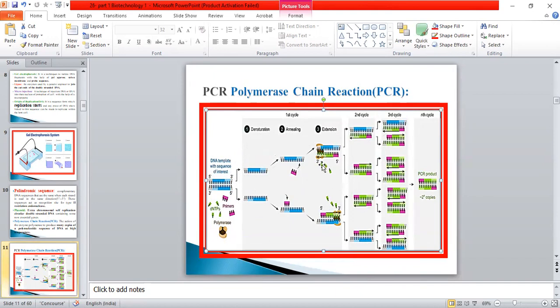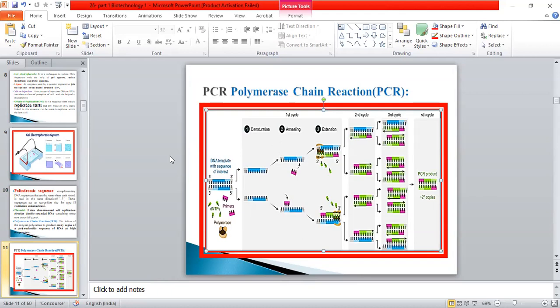You will obtain two copies. Again, the two copies split, and you will get four copies. Four, then eight, sixteen, like that. The copies are multiplied. It is denoted as 2 power n. The polymerase chain reaction is very, very important. How many copies may be obtained within a short period? Thousands of copies may be obtained. We already studied this in the previous session, within a short period.